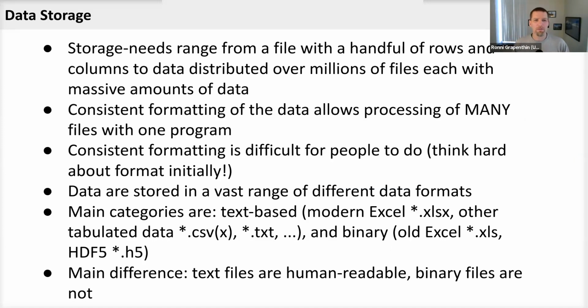So let's first talk about data storage. Storage needs generally range from a single file with a handful of rows and columns to data distributed over millions of files, each with massive amounts of data. We've dealt with the first part in our examples already, small files, small examples. The second part, millions of files, think about YouTube and all the videos that are on there, how they might be stored, and how you might be able to run analytics over all of these. The famous examples of getting machine learning algorithms to understand whether there's a cat or a dog in the video.